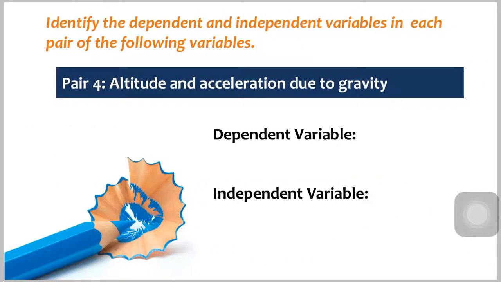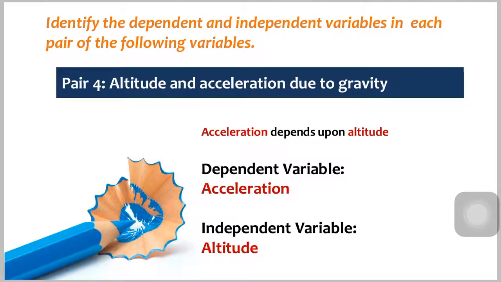Let's have the fourth one. Altitude and acceleration due to gravity. This can be rephrased as acceleration depends upon the altitude. So we say that acceleration is the dependent variable, while altitude is the independent variable.